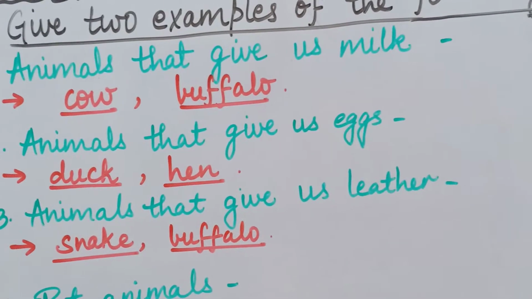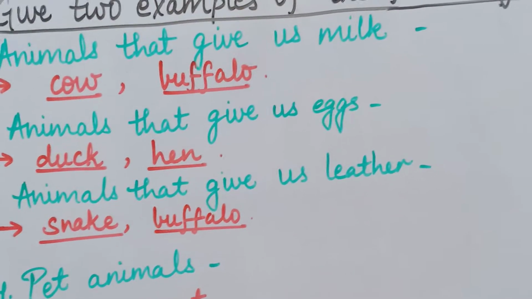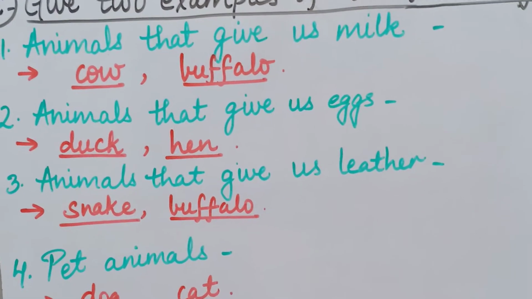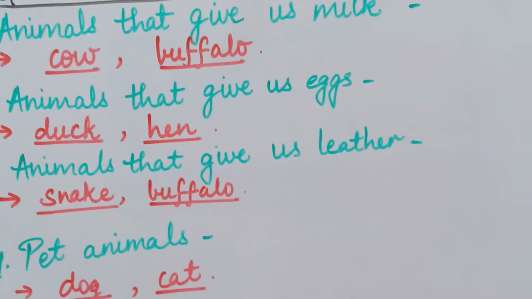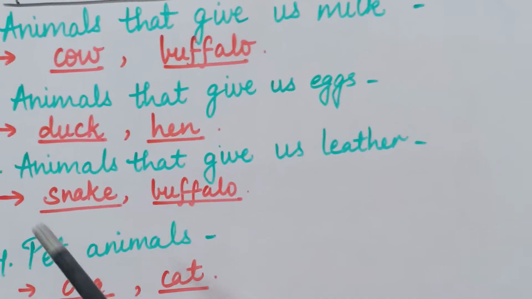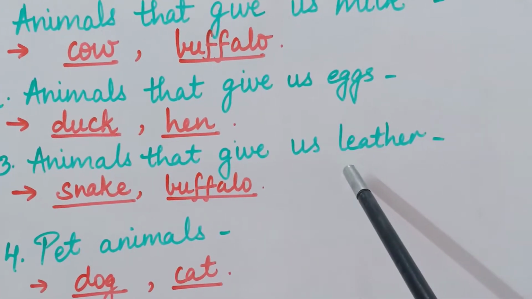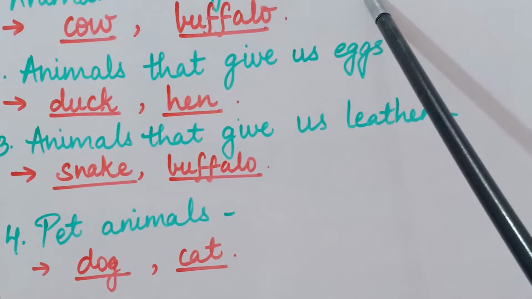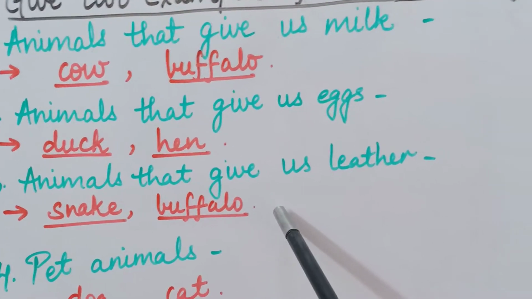And there were 4 animals given in your book. You all remember? Snake, buffalo, crocodile and camel. So you can also write other 2 examples. If you think that these 2 examples are difficult for you to remember, so you can write other 2 examples also. Okay, from those 4 examples you can write any 2 examples. So animals that give us leather are snake and buffalo. Okay, buffalo से हमें milk भी मिलता है, हमने ऊपर लिखा था, और buffalo से हमें leather भी मिलता है.